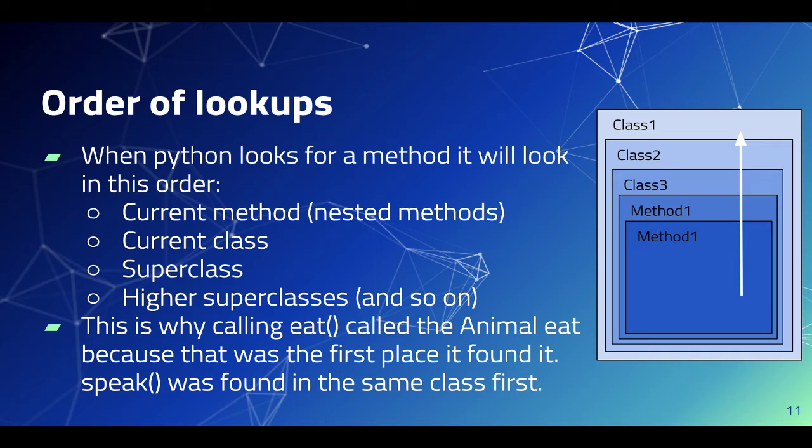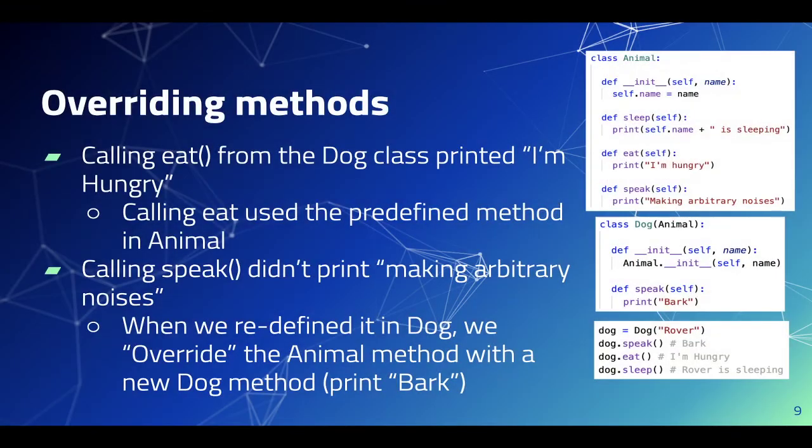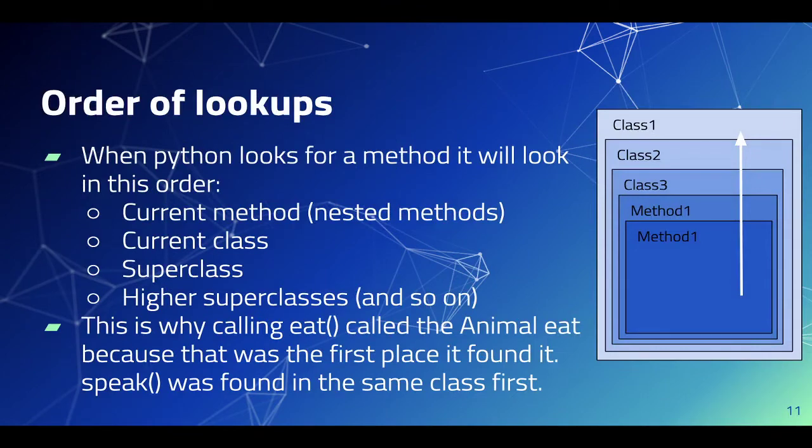So that's basically it. This is why, when I call eat, Python first looks at dog. Dog does not have eat, so it then goes to animal. But when I call speak, Python looks at speak in the dog class because that's the current class we're in. And we do have a speak, so it runs that. It does not bother looking at the speak in animal. So all you have to know is it just goes from the smallest to the largest scope.